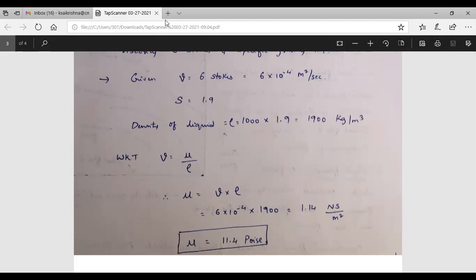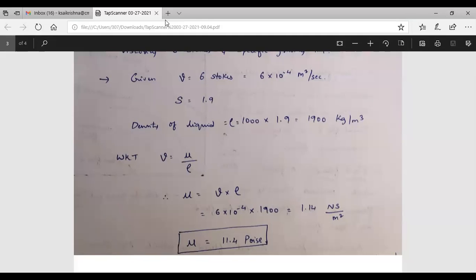376. 19H5 376. Yes, sir. Okay. What is 1 stoke? Come on. 1 stoke equal to how much? 10 power minus 4 meters. Loudly, a little bit loudly. 1 stoke equal to? 1 stoke is equal to 10 power minus 4 meters square per second. Okay, very good.